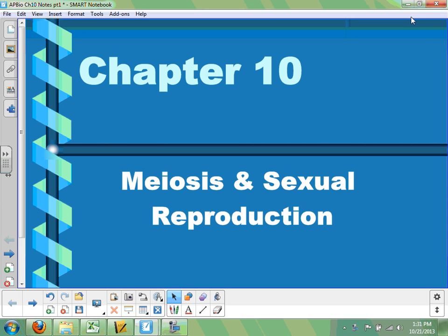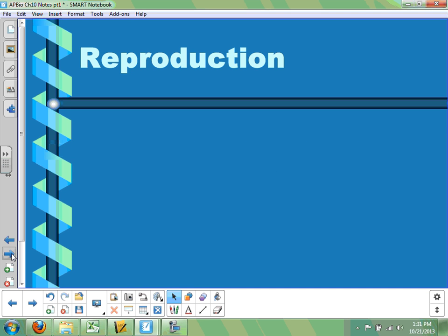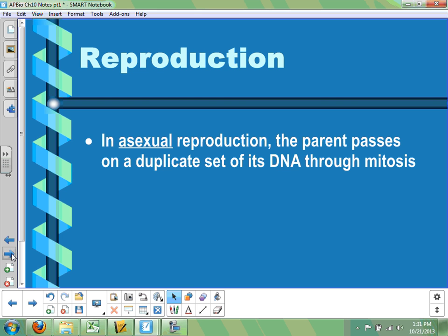Today we're going to be beginning Chapter 10, where we're focusing on meiosis and sexual reproduction, and we're really going to be targeting the similarities and the differences between meiosis and mitosis. Now we need to review here a little bit just about reproduction as a whole before we discuss meiosis.